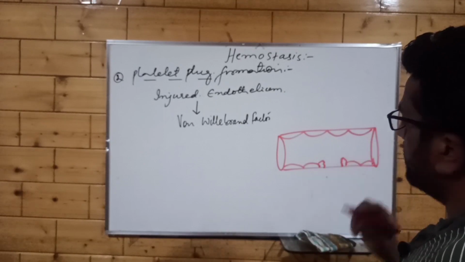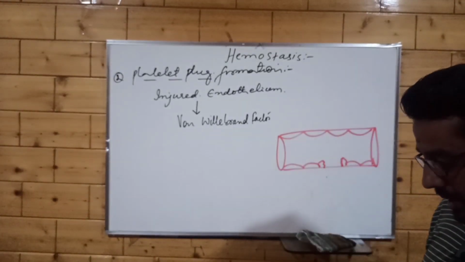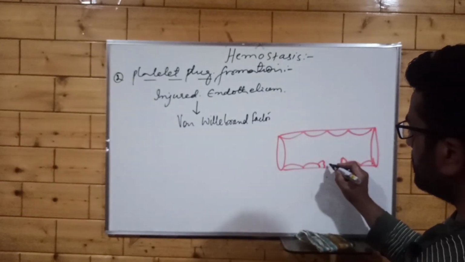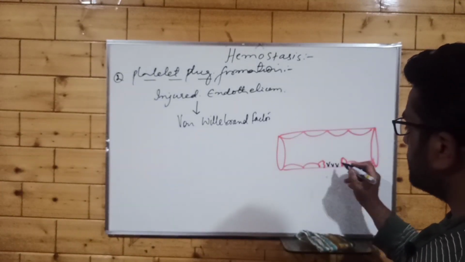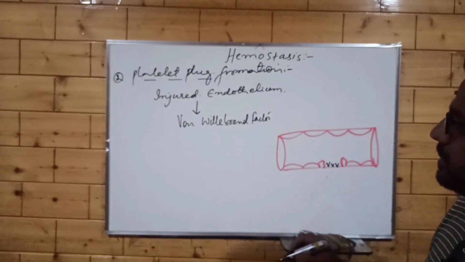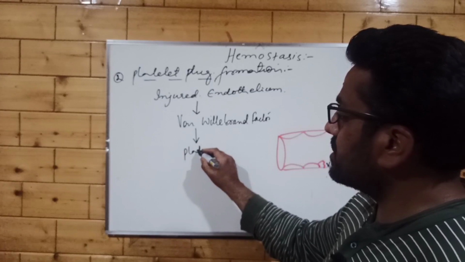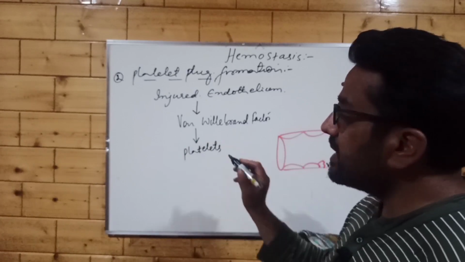So here the blood vessel has this puncture point. And now this injured endothelium, what will it secrete? It will release von Willebrand factor. And this von Willebrand factor is acting as an adhesive for what? Platelets. It is acting as an adhesive for platelets.